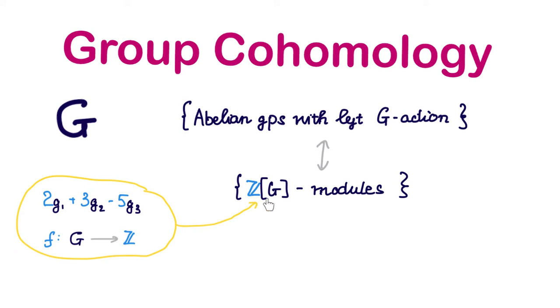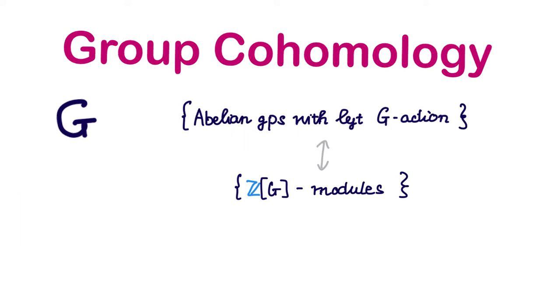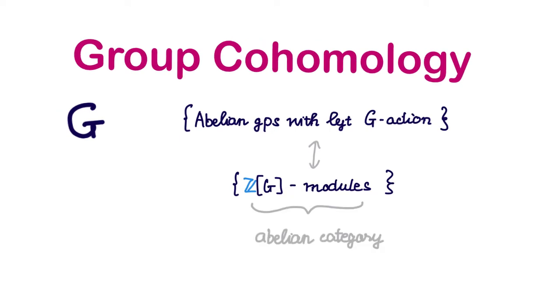Now that's the additive structure of ZG, and then we can define multiplication on it in the obvious way, turning it into a ring. Thus, every abelian group with a left G action could be viewed as a module over some ring. But what's the point of that? What's the advantage in doing that? Well, it turns out that the category of modules over any fixed ring is abelian. If you don't know what that means, don't worry. Just think of it as a fancy way of saying that the category has a good notion of kernels and cokernels.